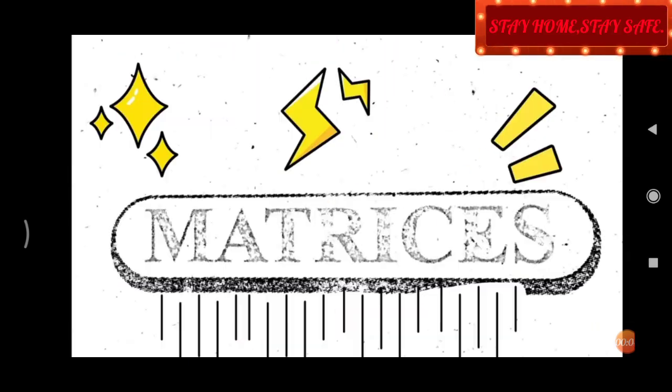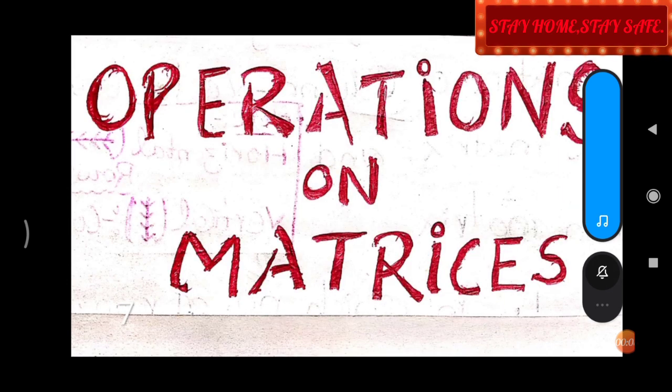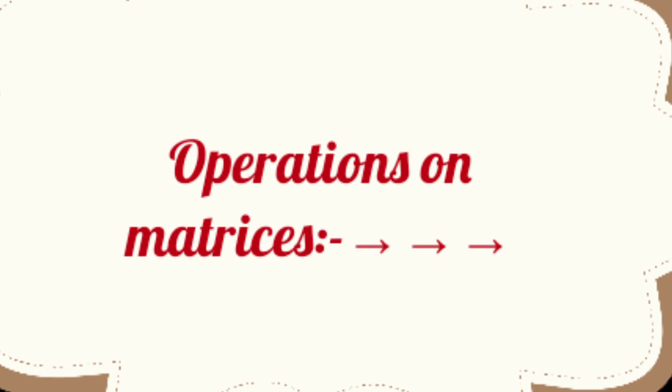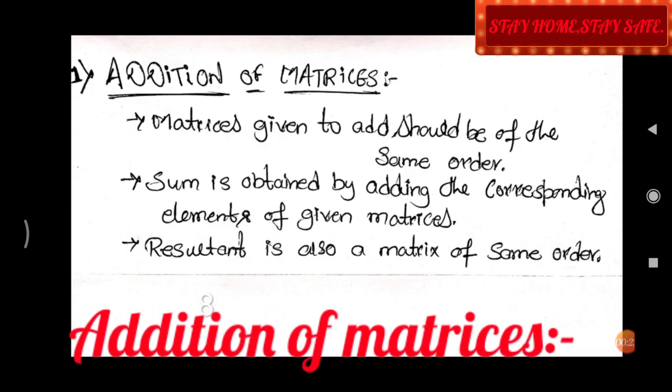So today we are going to discuss some important things: operations on matrices. As I said in my previous video, we will be learning the operations on matrices in my next video. So here it goes, starting with the addition of matrices. Addition means we need to add two matrices, as the name itself indicates. It includes adding of two elements, that's all.